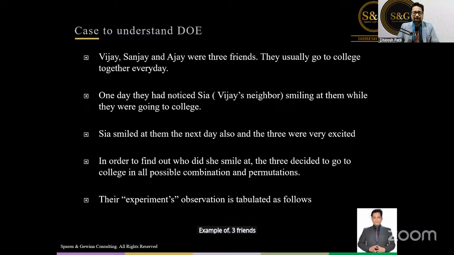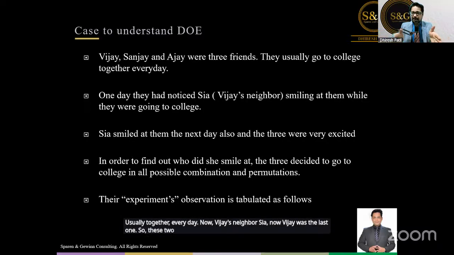Let me share a story with you. There were three friends, college friends, very young, teenagers. Those rosy days, if you remember, college days, right? With our friends. Now Vijay, Sanjay and Ajay, they were three friends, and they used to go to college together every day. Vijay was the last one, so Sanjay and Ajay used to come to him, and then they used to go to college.